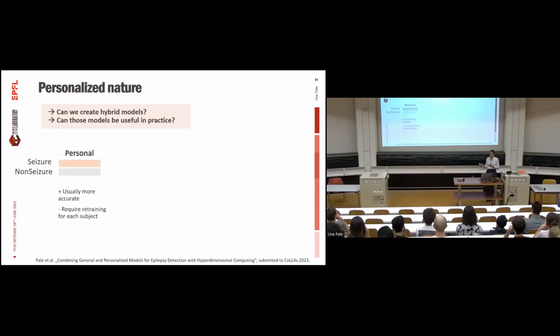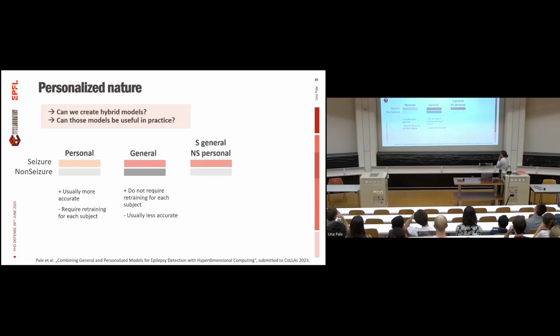So every subject would have to come to hospital and record several hours of data so that we could have a model for the subject. Or we could have general models, which are better because we don't have to retrain them, but they're less accurate. So we said, okay, let's test what if we do a combination of these.